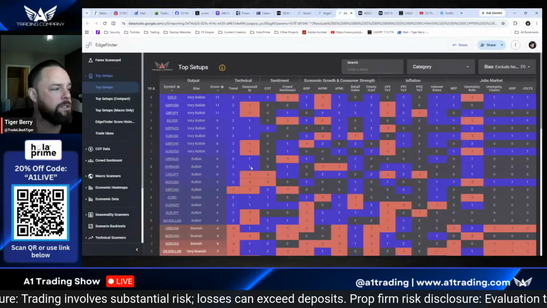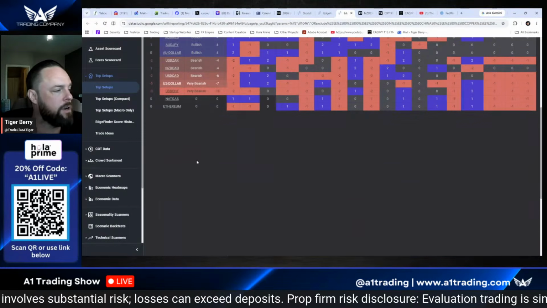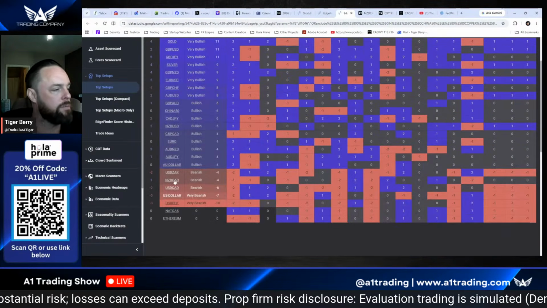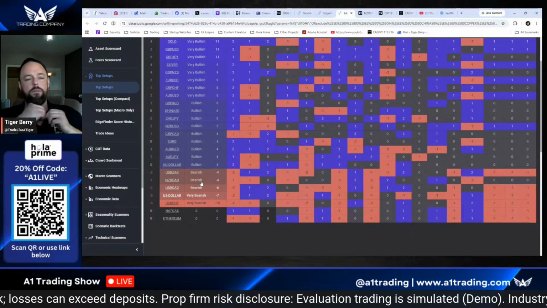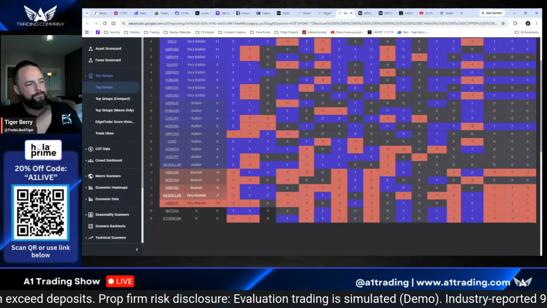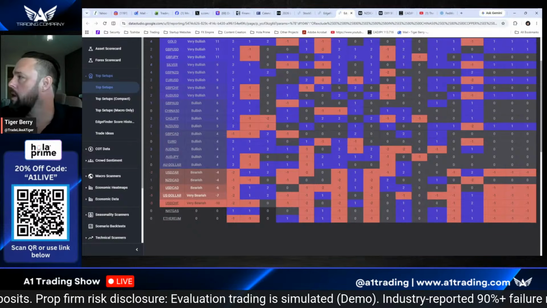And oh, by the way, that's off of something that's just barely tall enough to ride the roller coaster, meaning it's just barely on the bearish list. Right? So I hope that helps on Kiwi CAD.